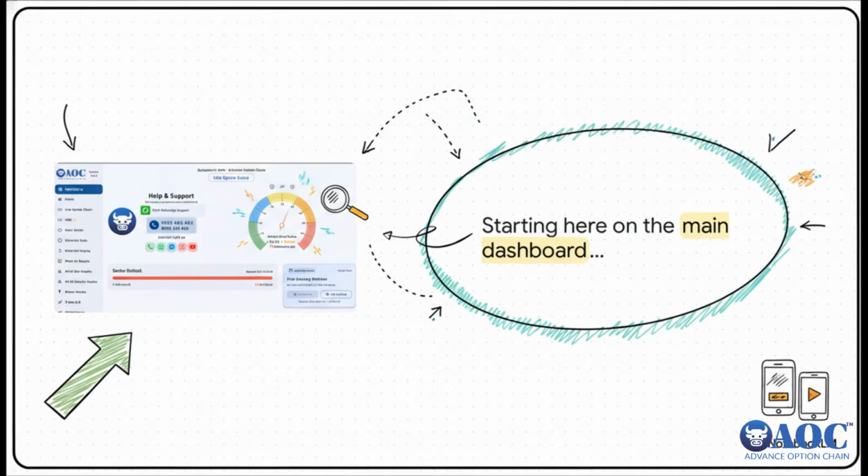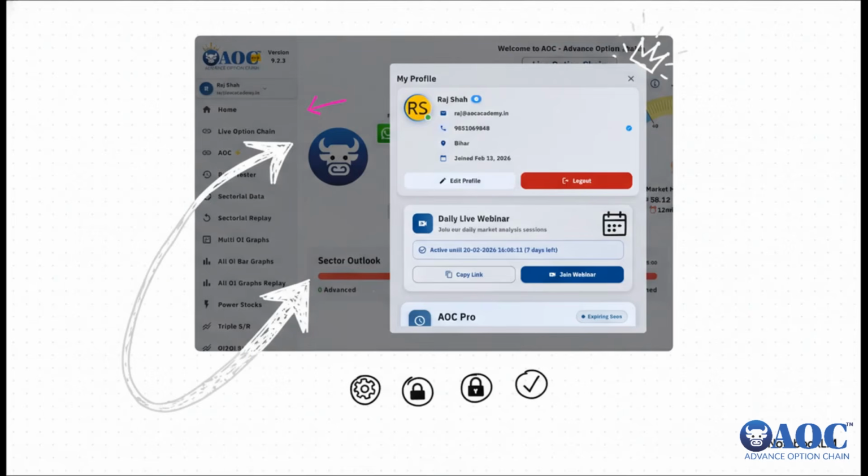Okay, so this is probably what you're seeing right now, the main dashboard. Whether you're on the website or the mobile app, this is our starting point. And our goal? It's to get you from that dashboard to this My Profile screen, showing your free trial is up and running. And we're going to do it in just a few simple clicks.